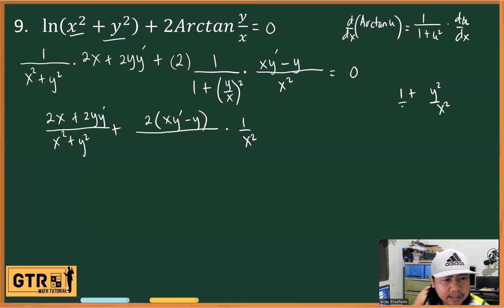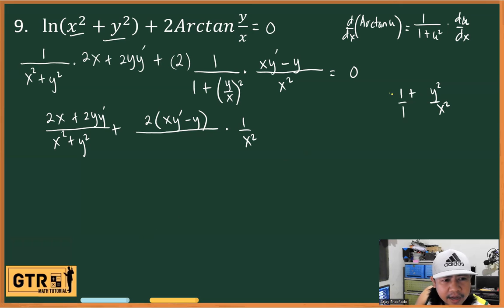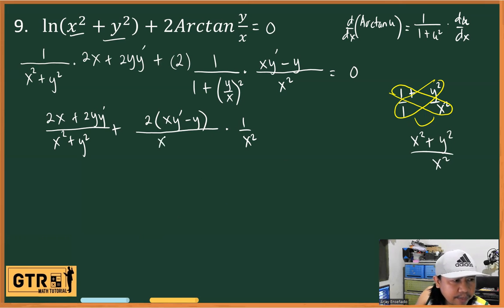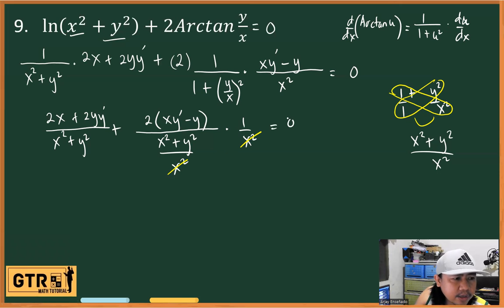If we combine that, just put 1 so that we can apply the butterfly technique for adding fractions. That's the butterfly technique, to make it easier. So cross multiply: 1 times x squared is x squared, plus 1 times y squared, so we have y squared, all over x squared. So here we have x squared plus y squared over x squared. Then we can cancel the x squared here and the x squared here. And then we have equals 0.